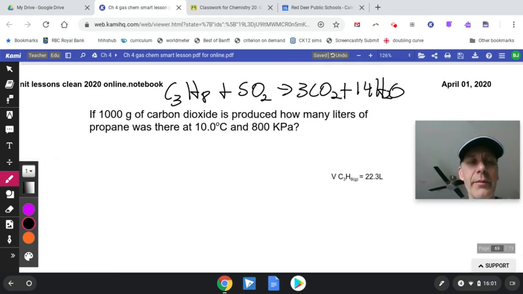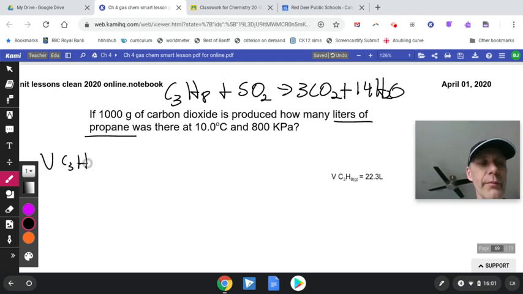All right, if 1,000 grams of carbon dioxide is produced, how many liters of propane? Okay, we're looking for volume of propane, and we have mass of carbon dioxide. So in every Stoich problem, there's always a way to get the moles of a chemical. So we're going to do it from the mass of carbon dioxide. We can get the moles. 1,000 grams of CO2 times its molar mass will give us the moles of CO2.